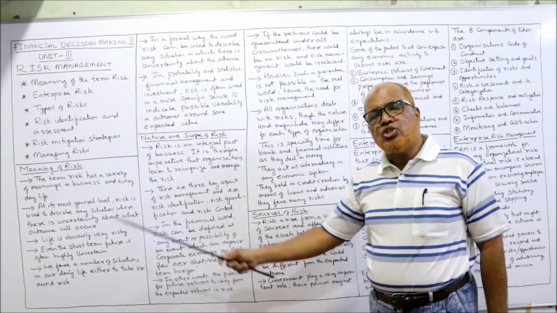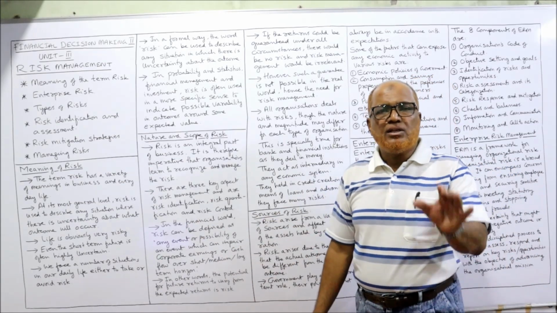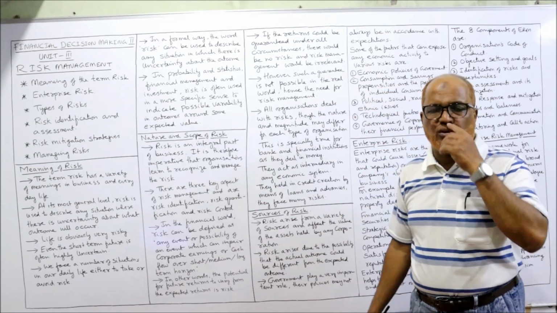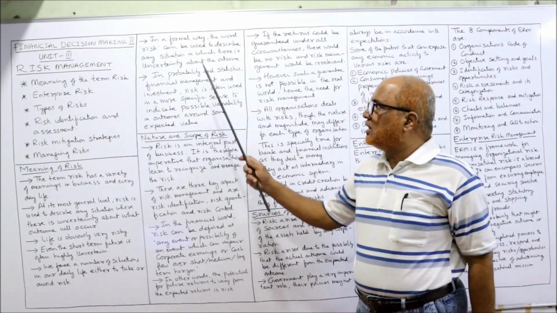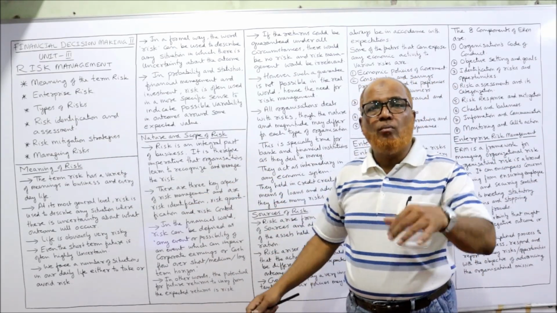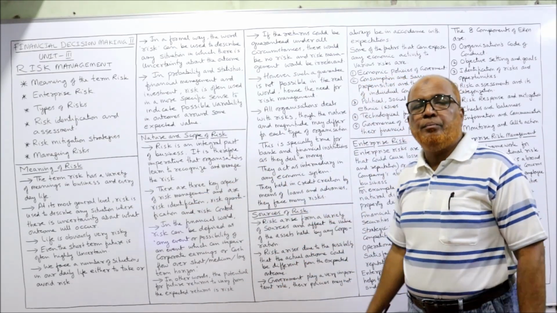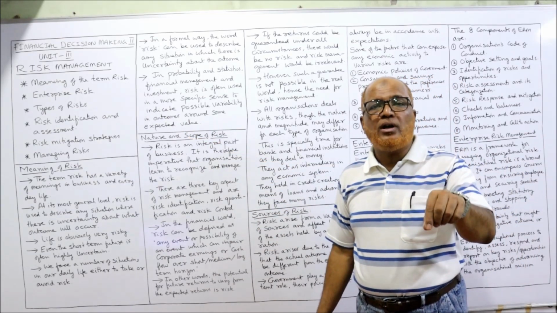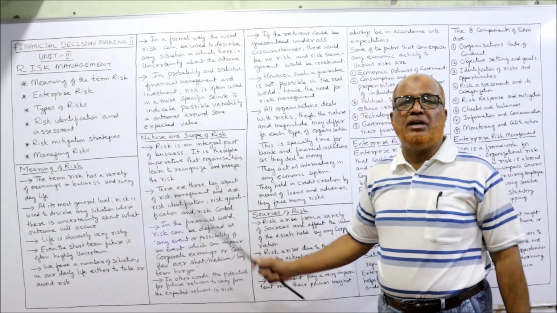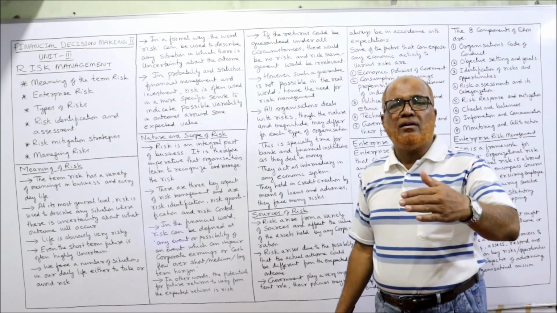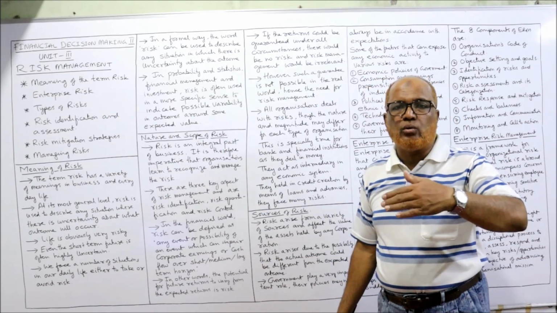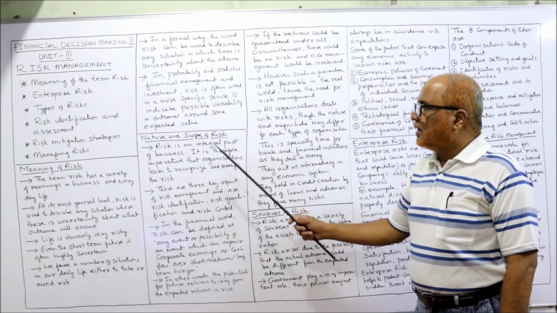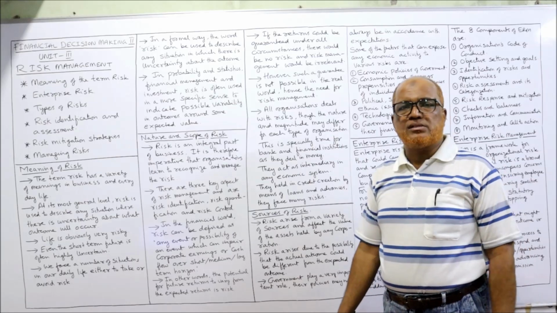I have explained the general meaning of the term risk, the general meaning and specific meaning from financial management point of view. We are not concerned with general meaning, but we are concerned more with specific meaning because we are learning financial decision making. So from finance point of view, the term risk means how the variability, actual outcome is different from the expected outcome.